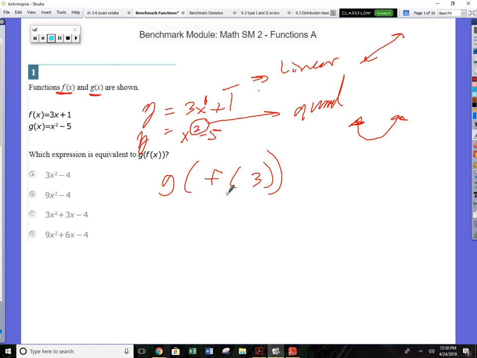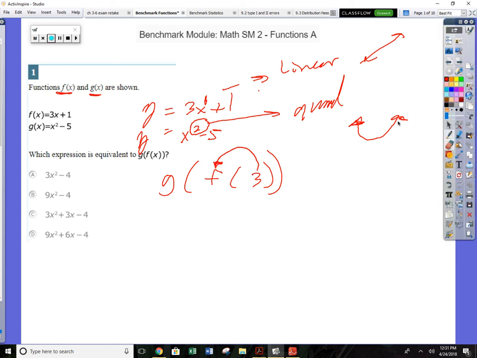Let's write this down. We're going to change it. They want you to do g of f of x. It's easier to understand the arithmetic before we hop into the algebra. So if they want you to evaluate g of f of 3, here's what they want you to do. They want you to take 3 and plug it in to the function f. So let's do that real quick.